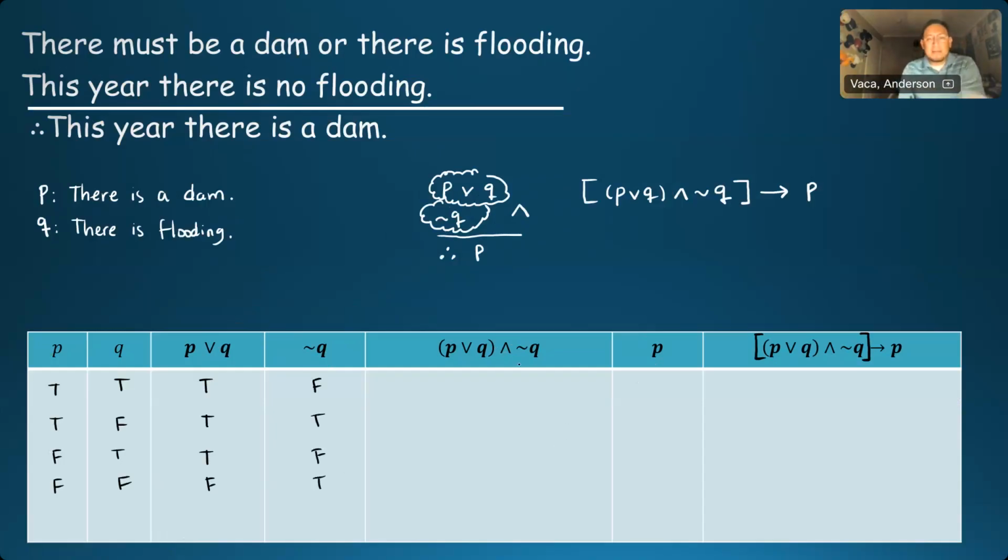What's going on in this column? In this column, we are connecting the premises using the connective and. All right, so that true and false will be false. True and true, now that is true. True and false will be false, and false and true will be false. These are the two premises connected using the word and. Here in this column, to make my life a lot easier, I am writing the conclusion. And for this example, it seems like the conclusion is fairly simple.